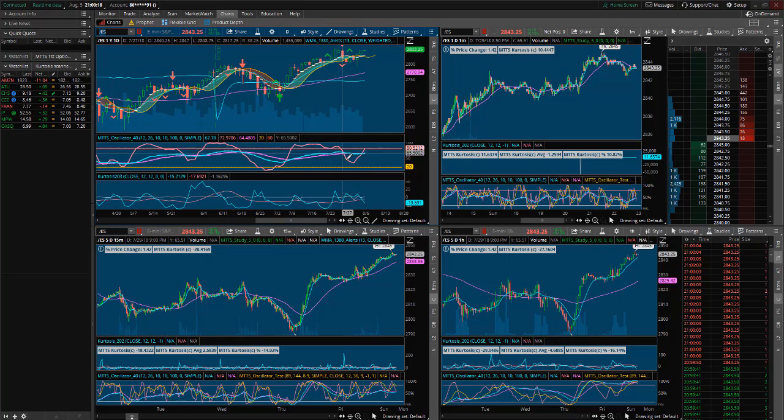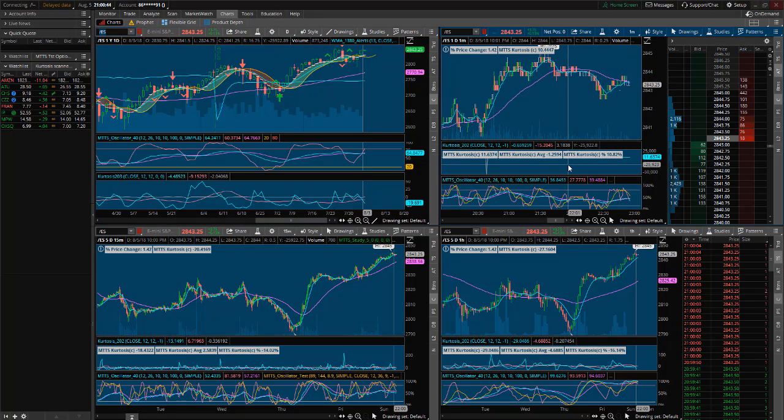Also, the MTTS oscillator is going to come back into the overbought area, I should say. Once it crosses that, we can expect it to shoot up rapidly back into the 2900s.